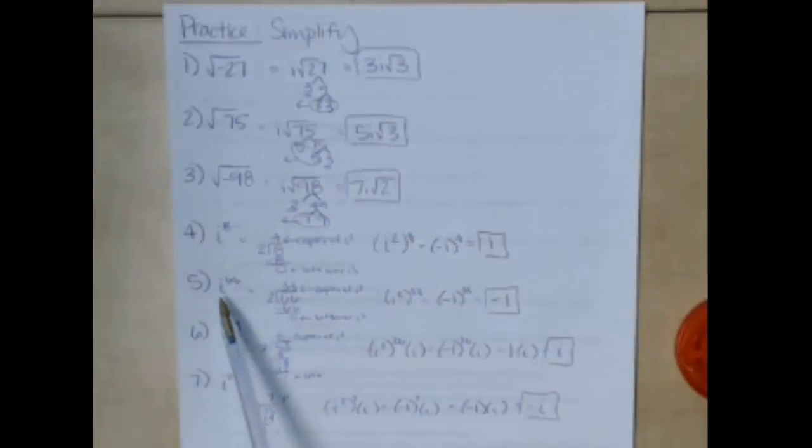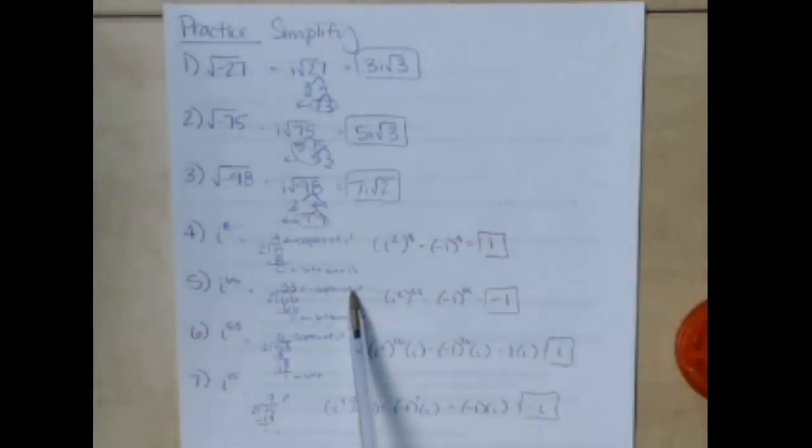Number 5, i to the 66. Again, I'm trying to figure out how many i squareds do I have in 66. So 2 goes into 66 33 times, and it goes in evenly. So I have no leftover i's. So this tells me I have 33 copies of i squared. So I can write that as i squared to the 33rd power. Remember, i squared is -1. -1 to the 33rd power means I have an odd number of negatives. If I have an odd number of negatives, it's going to turn out negative. So I get -1.